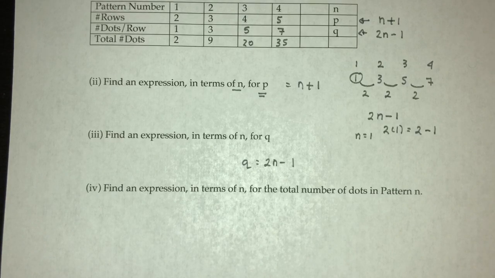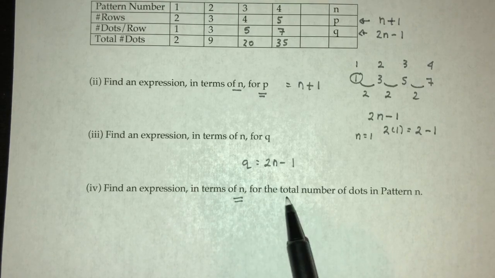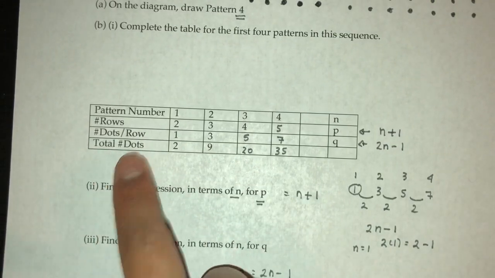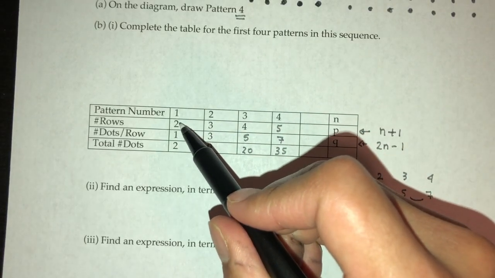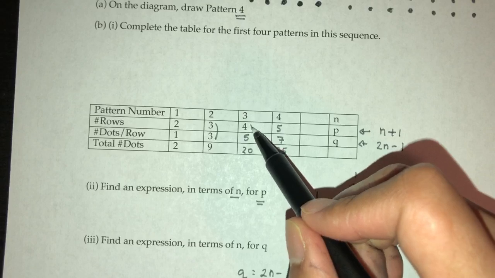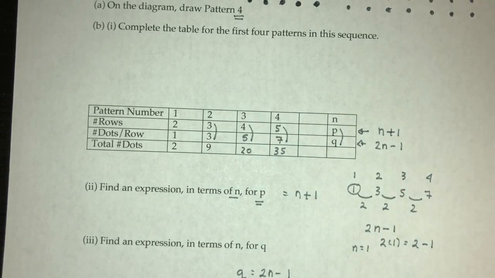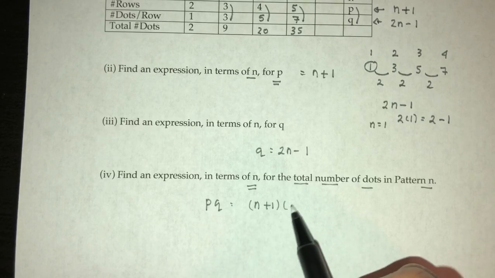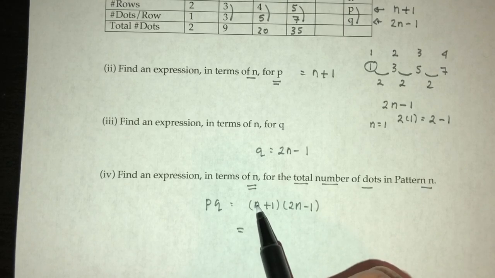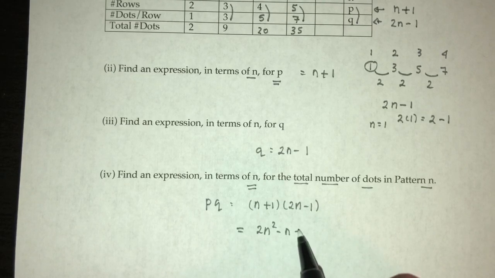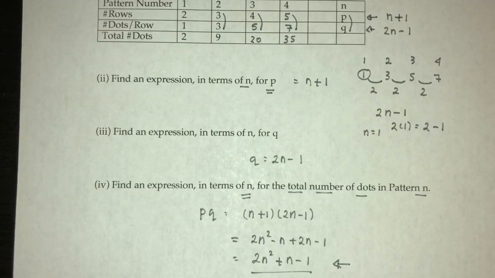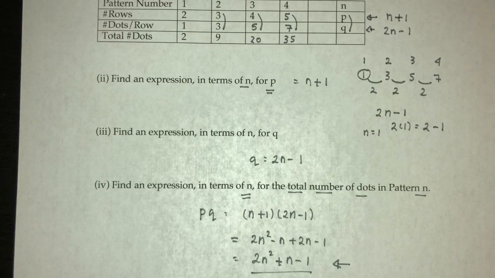Now part D is find an expression in terms of n for the total number of dots in n. So pretty easy. As you can see, to find the total number of dots, we just multiplied these two. 2 times 1 is 2. 3 times 3 is 9. 4 times 5 is 20. So same thing, P times Q will be the total number of dots. n plus 1 times 2n minus 1. So n times this will be 2n squared minus n plus 2n minus 1. 2n squared plus n minus 1 will be your answer. That is your answer in terms of n. And that is your question number 20.